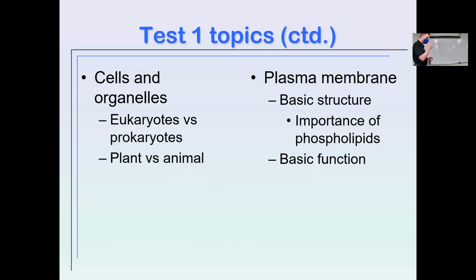Chloroplasts. Most plant cells have got chloroplasts in them. All plant cells are going to have a cell wall. We don't normally see that in any animal cells. There's some other organelles as well that are different.